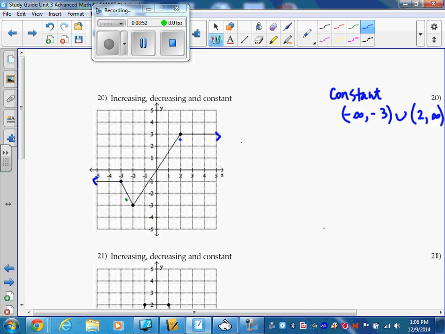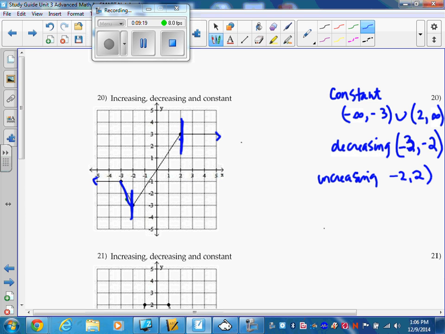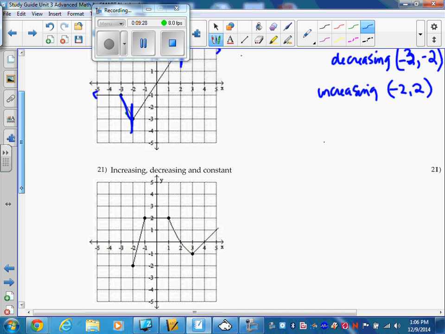This is decreasing from -3 to -2. And this would be increasing from -2 right here all the way to 2. So -2 to 2 using interval notation. So in that graph we had all 3: increasing, decreasing, and constant.